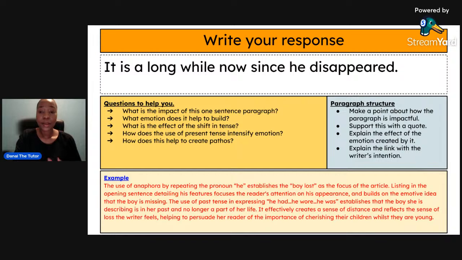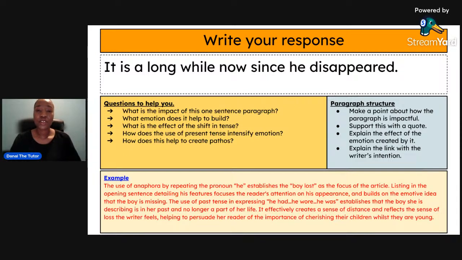But now you are having to write your response looking at that one sentence paragraph that follows that first paragraph. So again, you have questions to help you there. What is the impact of this one sentence paragraph? What emotion does it help to build? We've established that sense of sadness in that opening paragraph, so what emotion is this helping to build? How is it helping to build that emotion?